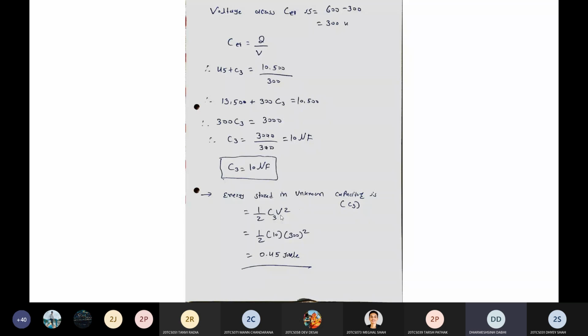If you have written the answer in negative, I will give it correct, and if written in positive, also correct. Clear? But actually you must write the energy stored in positive, 0.045 joule. Clear, all of you?